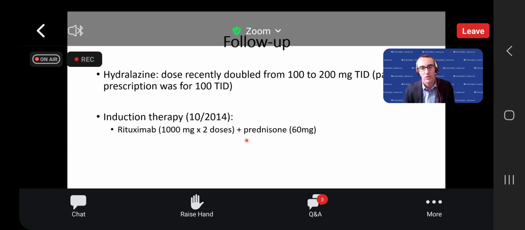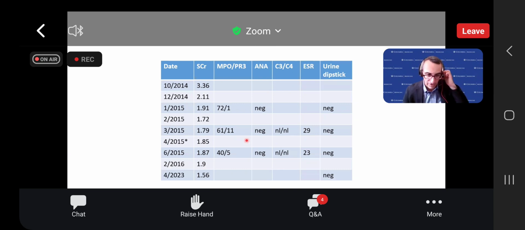Now, in terms of treatment, obviously you're going to stop the hydralazine, but you also can't just rely on stopping the hydralazine when you have such an aggressive lesion as was seen here. So the patient was given induction therapy with rituximab 1,000 milligrams times 2 doses and put on a prednisone taper. If you look at the course of the patient, the creatinine had come to 3.4 when rituximab and steroids were started. Next, please.